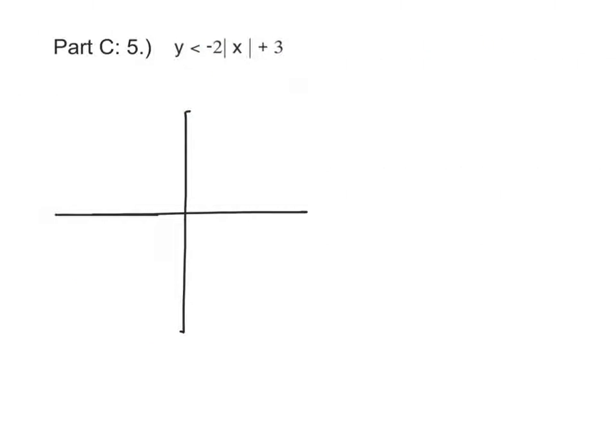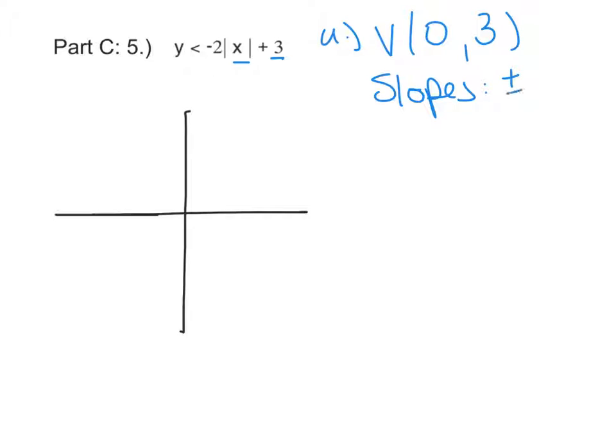Let's try a couple more. In problem 5, y is less than negative 2, absolute value of x, plus 3. So now when we're looking at the vertex, since we're not adding in anything inside of the absolute value, the x-coordinate is 0. Adding 3 on the outside gives us a vertex of 3. The slopes, they're going to be plus or minus 2 because of the negative 2 that's out in front.